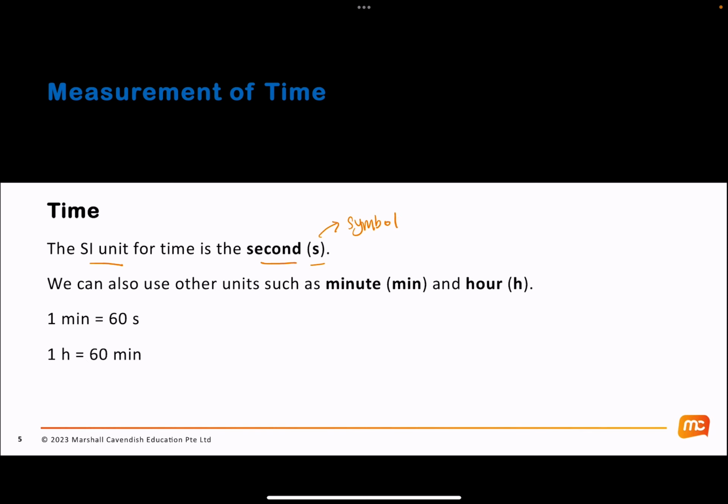Then after which we can also use minute or hour to represent them. Okay, and you should be pretty familiar with these two relationships. 1 minute equals 60 seconds and 1 hour equals 60 minutes. So actually 1 hour will be equal to 60 times 60, which is 3,600 seconds.